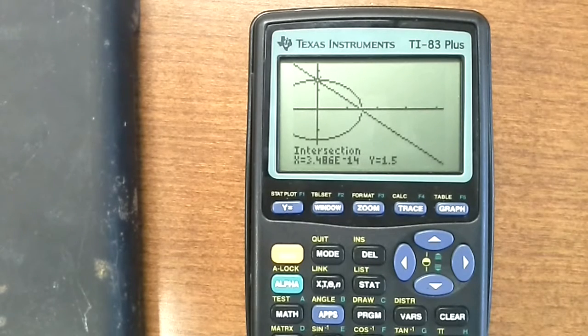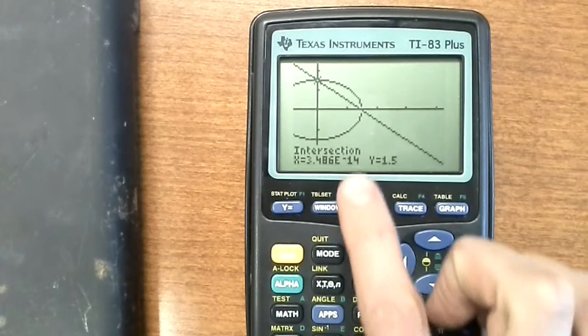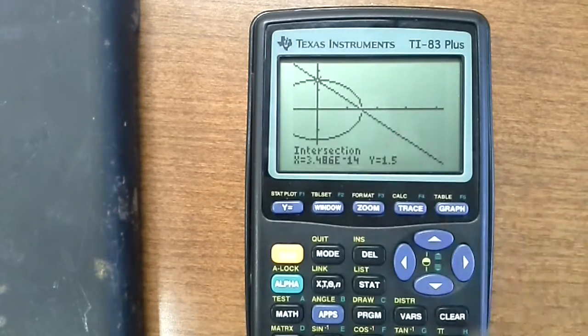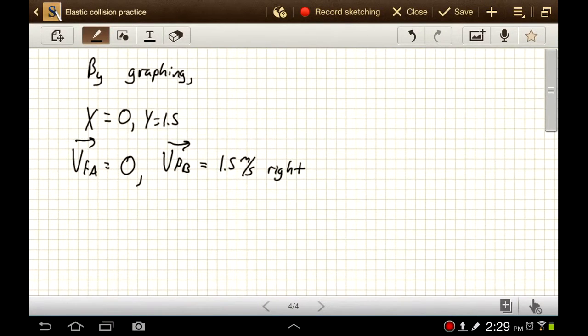Okay, so what that tells me is that there must not actually be an intersection point there, or at least not a real intersection point, maybe just an unreal one, an imaginary one. So we only have one possible answer here, and that is that x is 0 and y is 1.5. So let's put that back into the context of the problem and see if that makes sense. And so by graphing on this one, we find that x equals 0 and y equals 1.5, which means that the final velocity for ball A is 0, for ball B is 1.5 meters per second to the right.